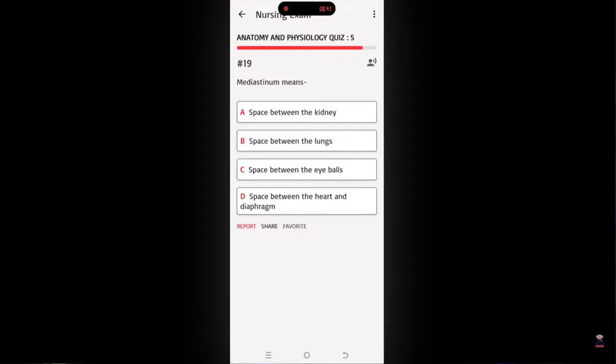Mediastinum means A. Space between the kidney, B. Space between the lungs, C. Space between the eyeballs, D. Space between the heart and diaphragm. Correct answer.